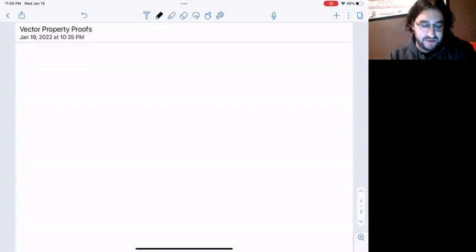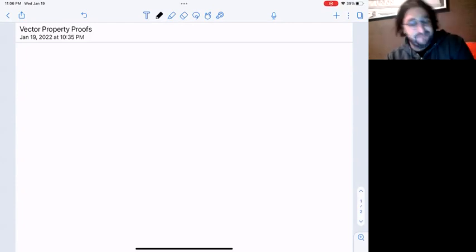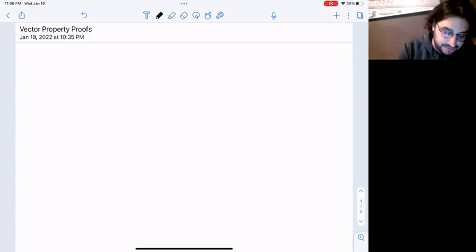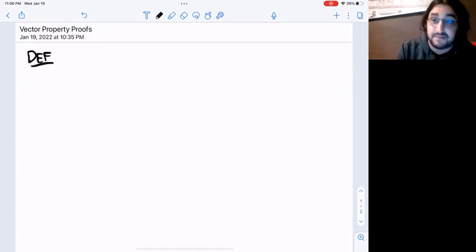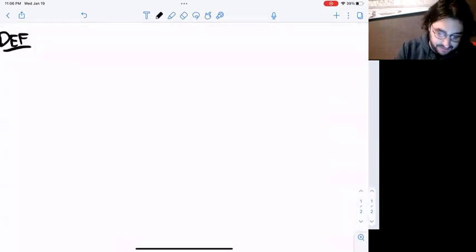Hi, I want to talk today about proving properties of vectors, not just what the properties are, but how to, in a mathematically rigorous way, show that it's true or show that it's false. So, in particular, I want to start with the operation known as magnitude. So the definition for magnitude, let's get that down.